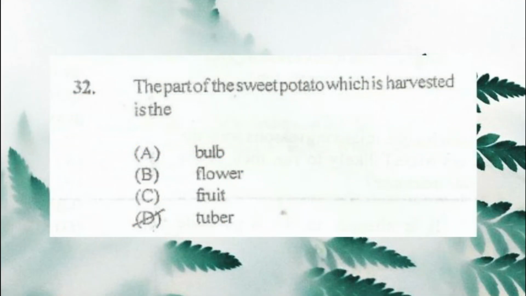Question 32. The part of the sweet potato which is harvested is the A. Bulb, B. Flower, C. Fruit, D. Tuber. The answer is D. Tuber. Of course, the sweet potato is a root tuber.